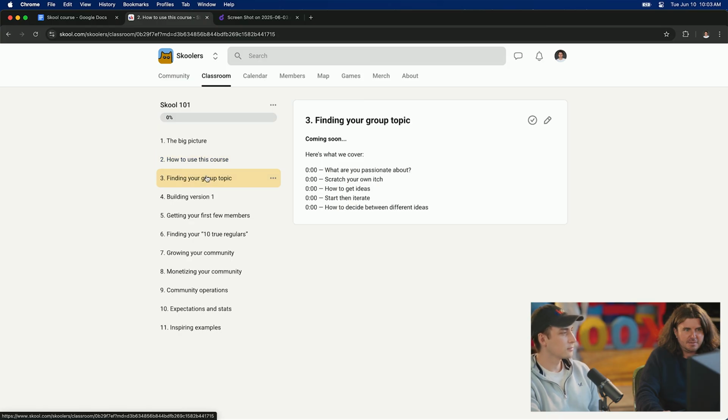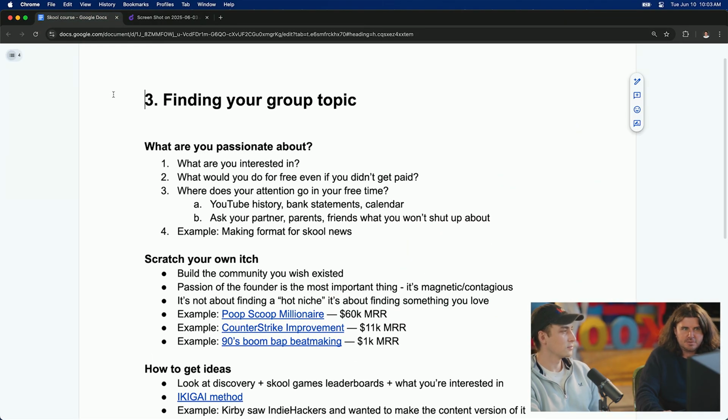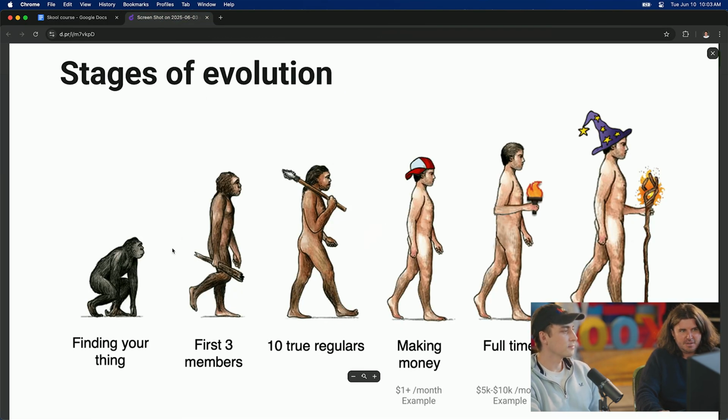And then that brings us to this one, number 3, finding your group topic. And today, that's what we're going to do live. We're going to cover finding your group topic, how to find your thing. It's really the first stage of evolution on Skool. You need to find your thing so you can make a community around it and get your first 3 members. So let's dive into it.